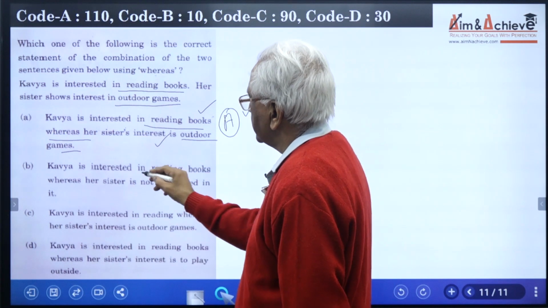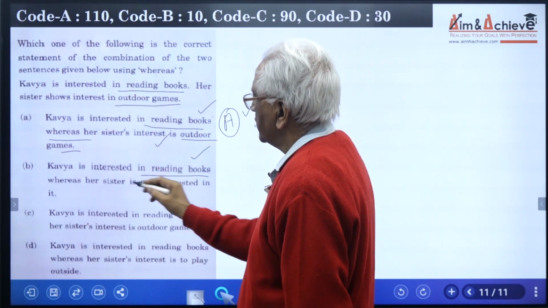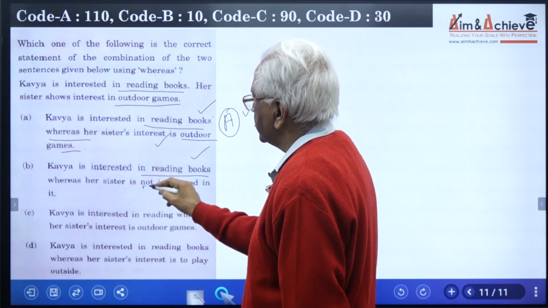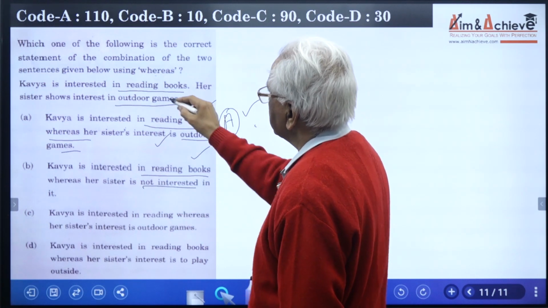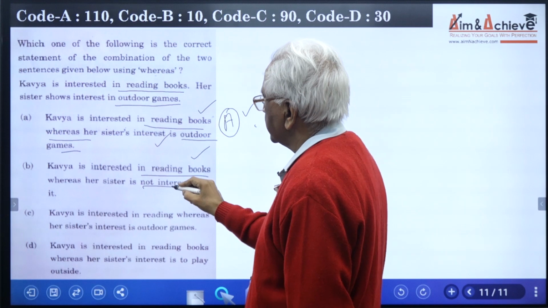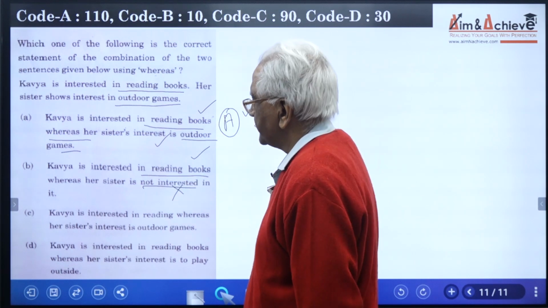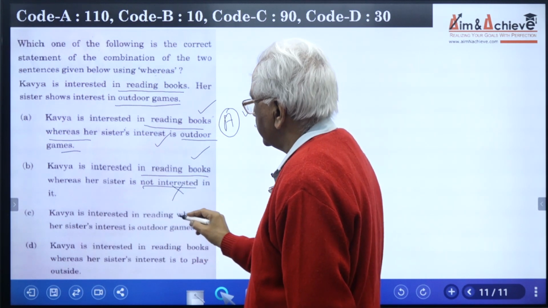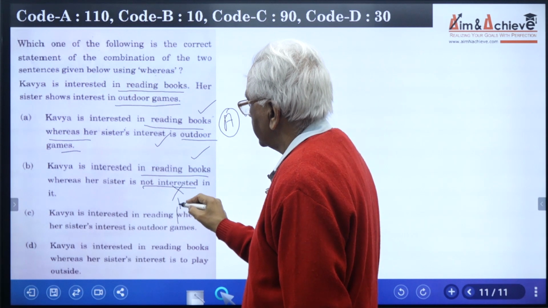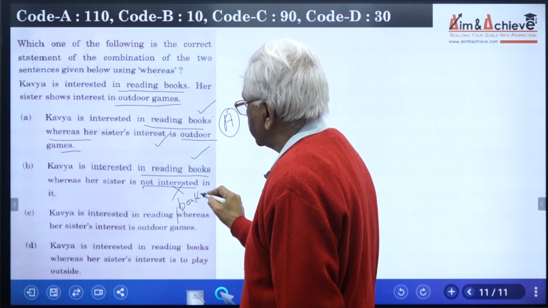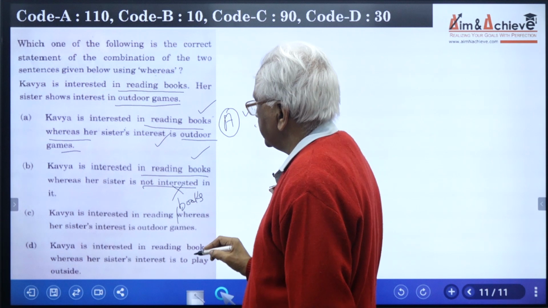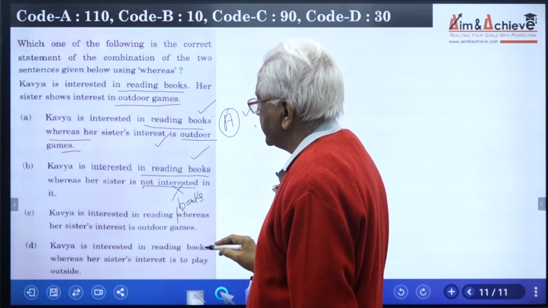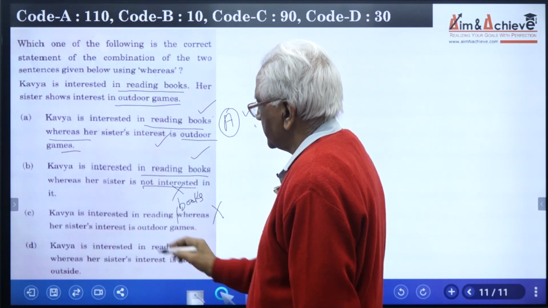Kavya is interested in reading books. No problems, is reading books. Whereas her sister is not interested in it, but he has missed out the part of outdoor games. So the sentence is clearly faulty. Kavya is interested in reading what? Books. So this word is missing. That is why option C can safely be ignored.